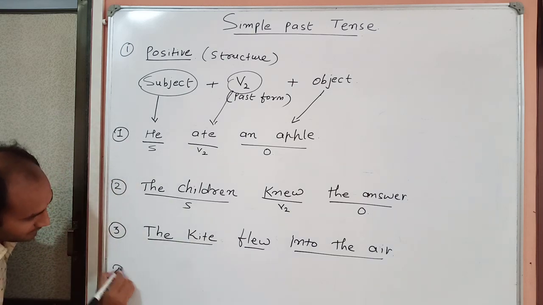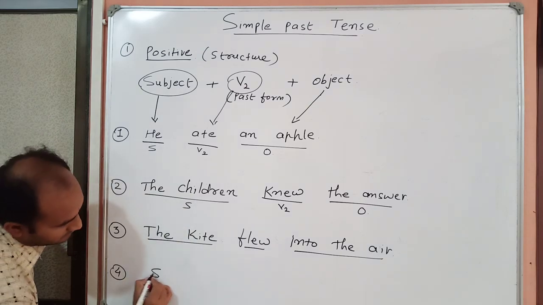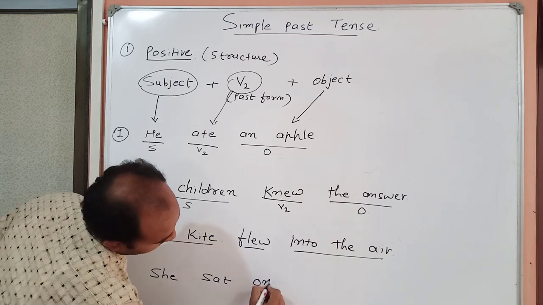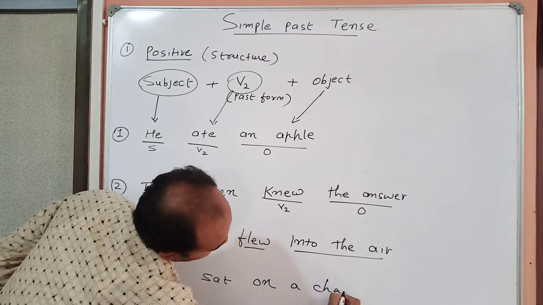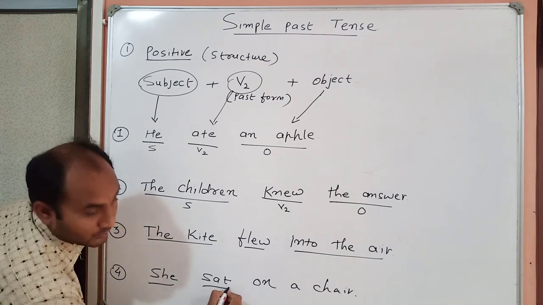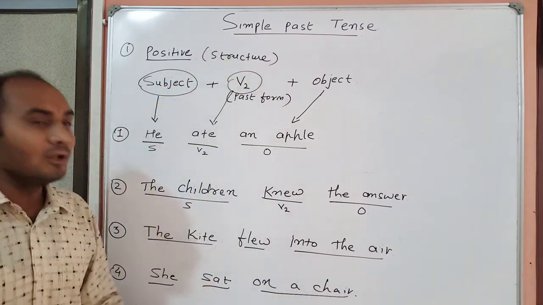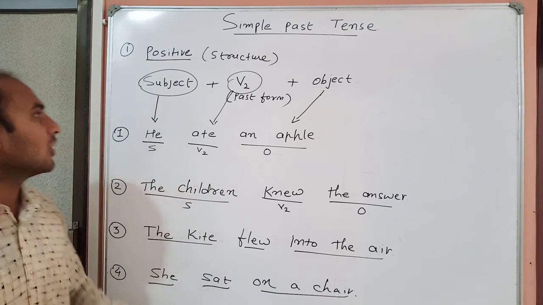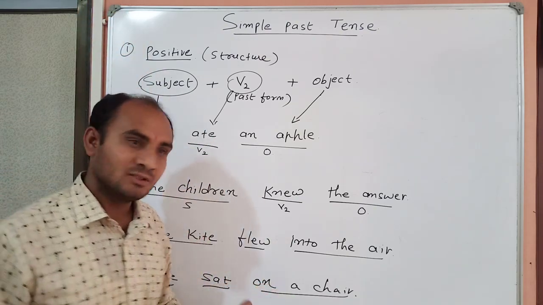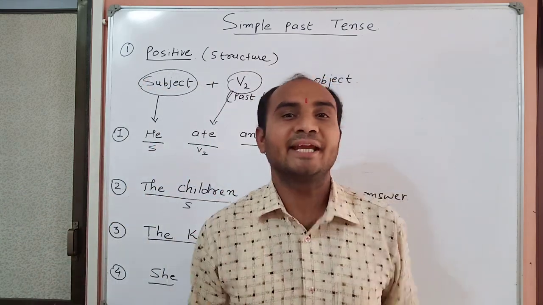And one more example. She sat on a chair. She, subject, sat, V2, and on a chair, it is the object. These are all examples of the positive of simple past tense. So let's observe these statements and then we will start the negative.